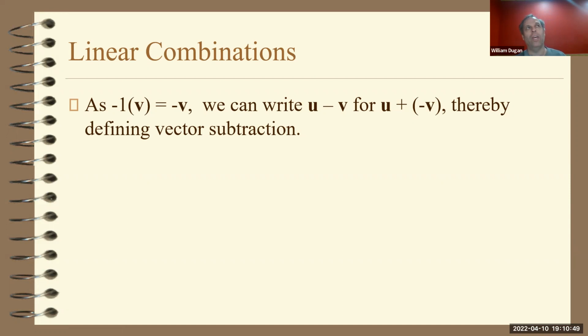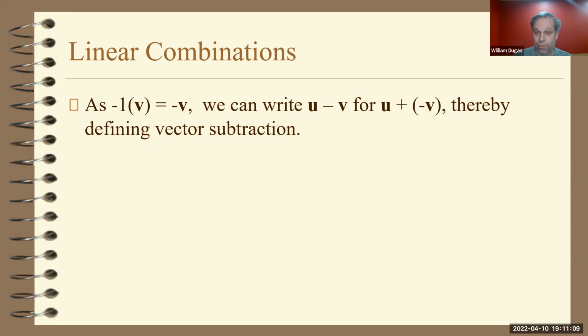Just to notice that if you have -1 times v, that's equal to the additive inverse of v. And because of that, we can define unambiguously what we mean by vector subtraction. u minus v means u plus the additive inverse of v, or literally u plus -1 times v.